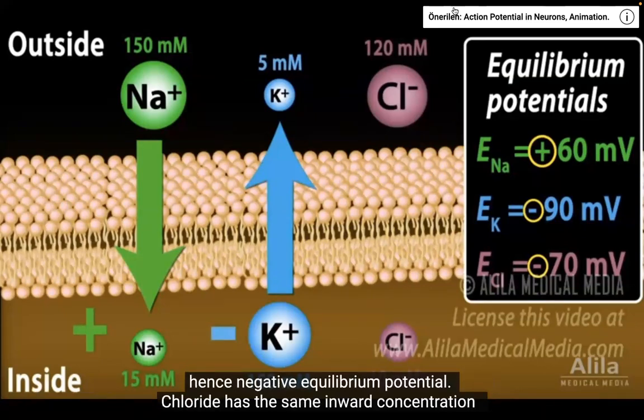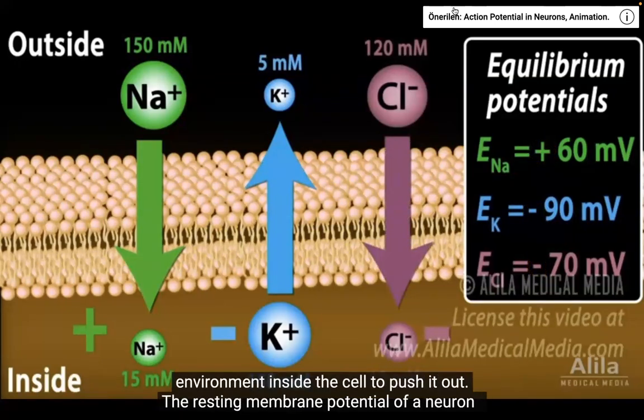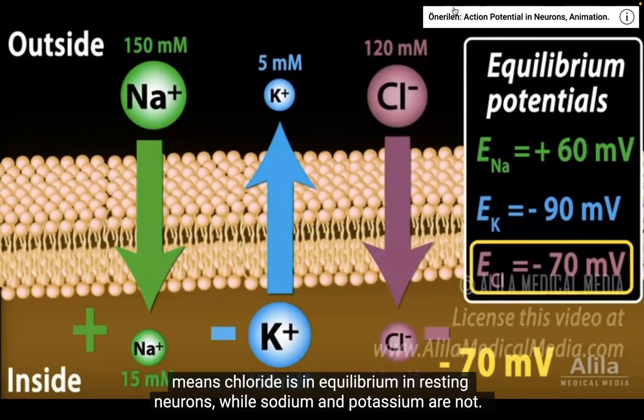Chloride has the same inward concentration direction as sodium, but because it's a negative charge, it requires a negative environment inside the cell to push it out. The resting membrane potential of a neuron is about negative 70 millivolts. Notice that only chloride has the equilibrium potential near this value. This means chloride is in equilibrium in resting neurons, while sodium and potassium are not.